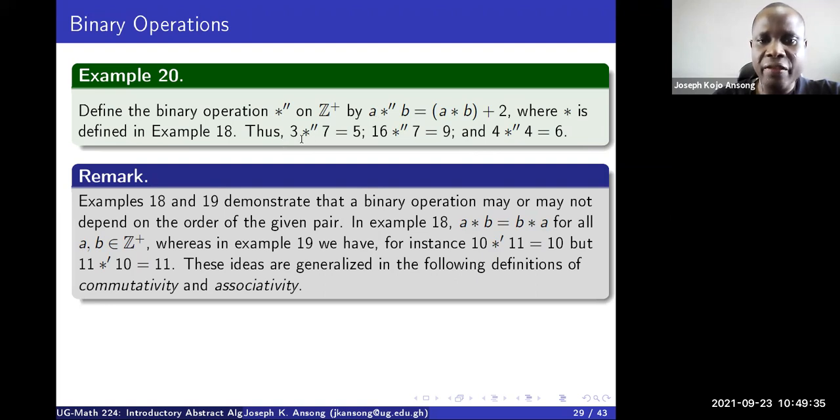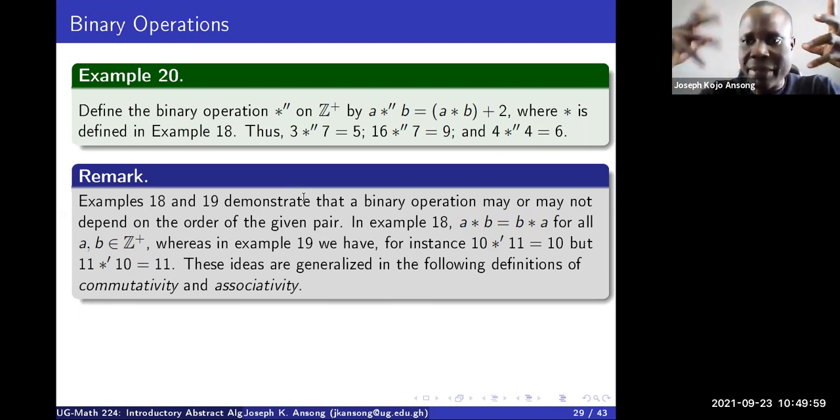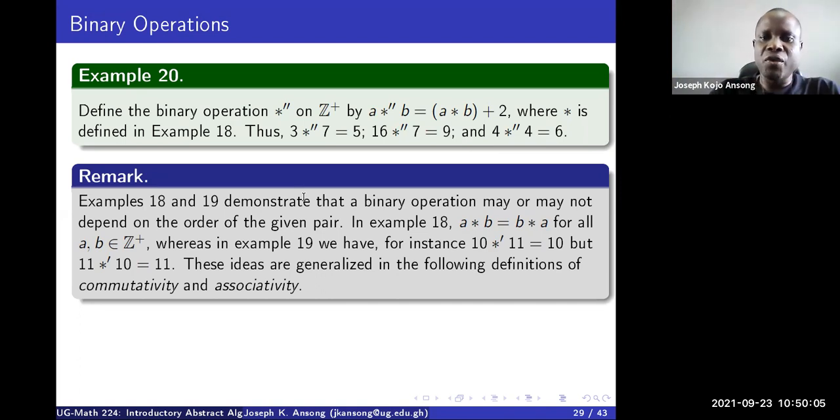So that means that 3 star prime prime 7, I pick the smallest of them, which is 3, and I add 2. So that gives me 5. If I do this, I pick the smaller one, that's 7, I add 2 to it, I get 9. Pick the smallest, well, they're the same, so I pick one of them and I add 2, I get 6. So you see that this is an abstract concept. It's not multiplication, it's not addition per se. But it's a binary operation because the results here are still positive integers.